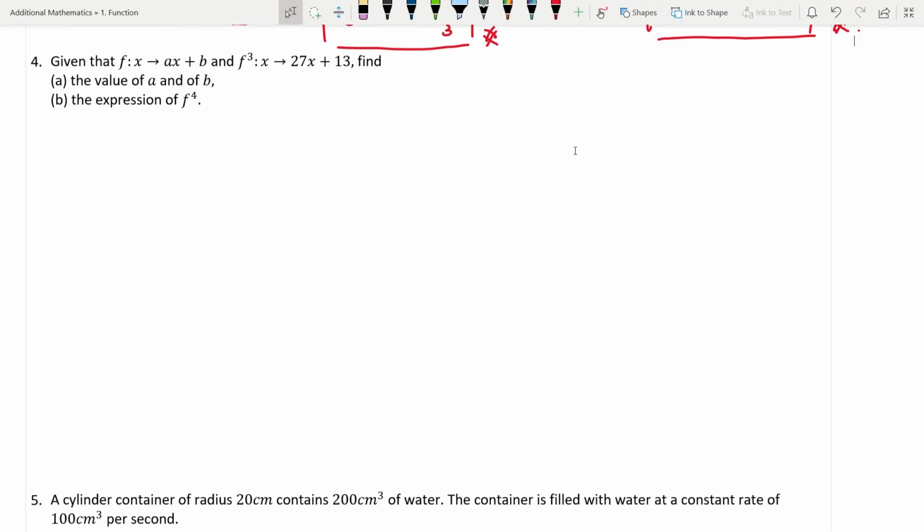Question 4. Given that function f such that x is converted into ax plus b and function f cubed such that x is converted into 27x plus 13. Find the following. We have two pieces of information, f(x) and f cubed(x). f(x) is ax plus b. f cubed(x) is 27x plus 13.